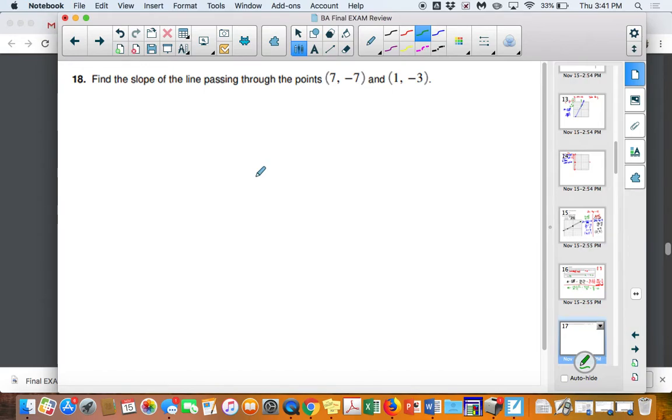Okay, picking it back up where we left off. Find the slope of the line passing through these 2 points. So we're still dealing with slope, so you still have to know your formula: y sub 2 minus y sub 1 over x sub 2 minus x sub 1.